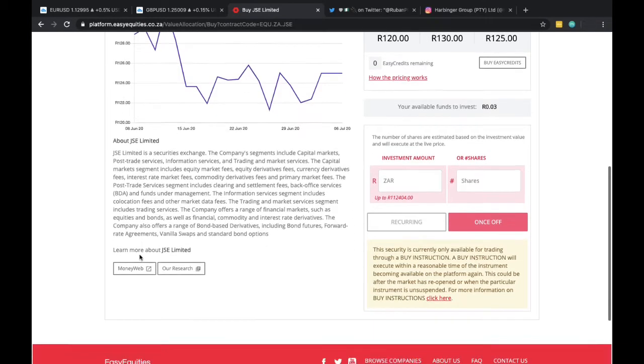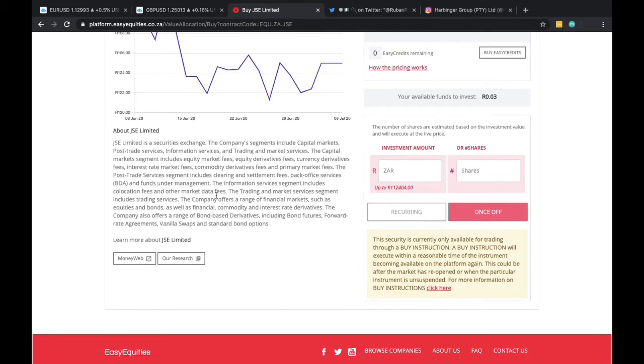So, as you can see here in the read more, it's a capital market segment, which includes equity market fees, equity derivatives, currency derivatives fees, interest rate market fees, commodity derivative fees, and primary market fees.